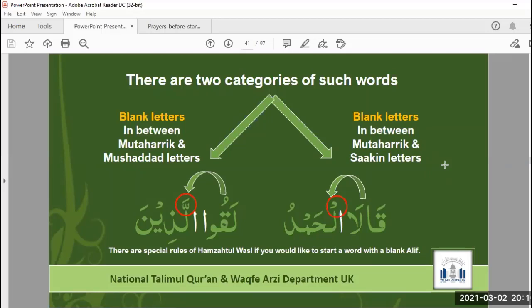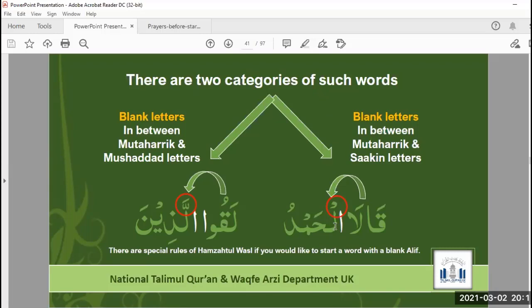May I ask you two things? What is mutaharik and what is mushaddad? A mutaharik letter is any letter which has a stroke on it, for example a fatha, dhamma, or kasra. A mushaddad letter is the one that has that little W on it, the tashdeed sign, shadda or tashdeed. When we pronounce a tashdeed letter, you put stress on it, so it'd be kulla. Two sounds: one with the sukoon and one with the harakat.